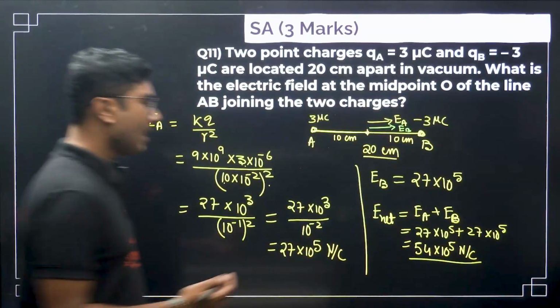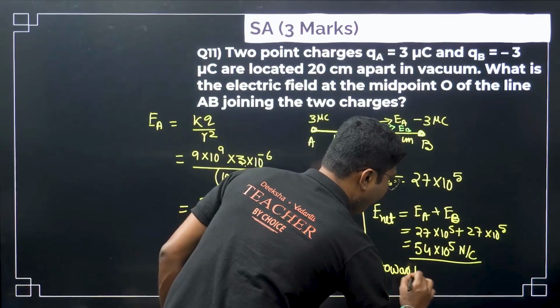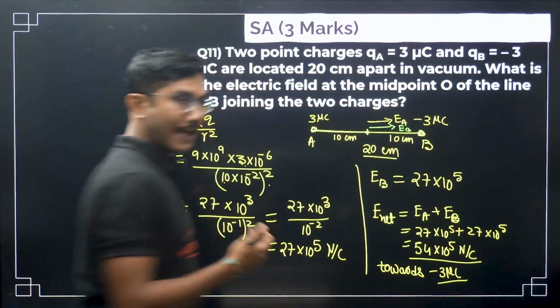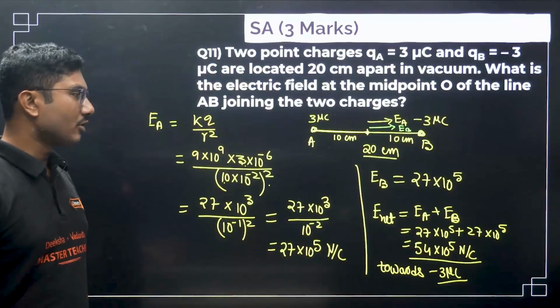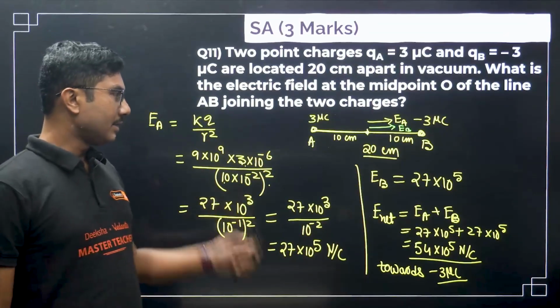What is the direction? Direction is towards minus 3 microcoulomb. Direction is also important. Electric field is a vector quantity, so direction is also very important. So you have to mention direction is towards minus 3 microcoulomb.